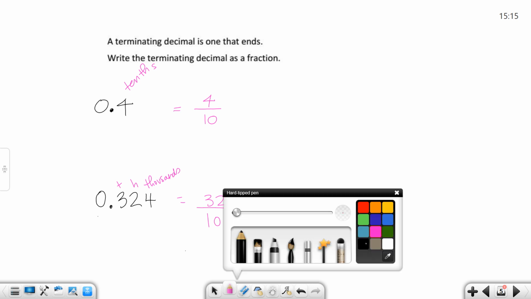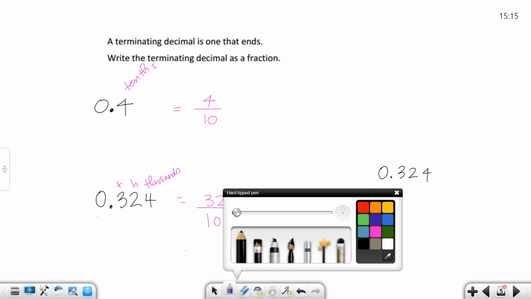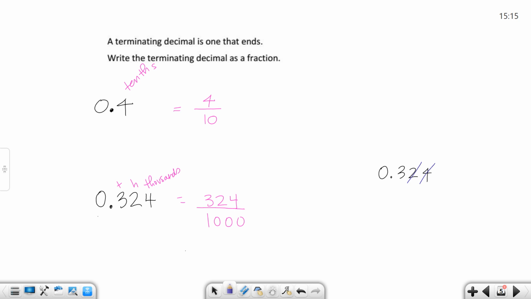But here's another thing I want you to think about. Let's use that one again. What you'll notice about this one is it has 1, 2, 3 decimal places. So when you get ready to write it, write your 1, and then you're going to have 1, 2, 3 zeros. And that's another thing that you can see. However many decimal places you have, when you're writing it as a fraction, that's how many zeros you're going to have.